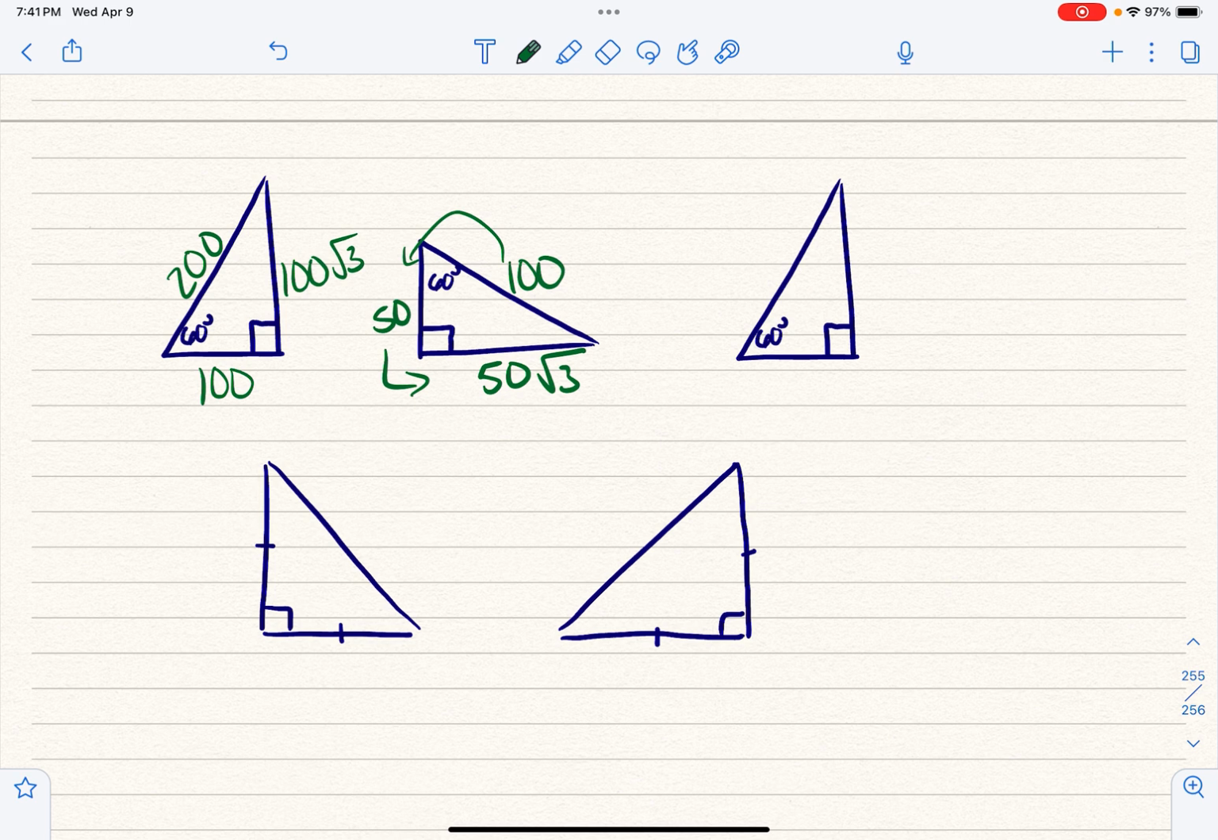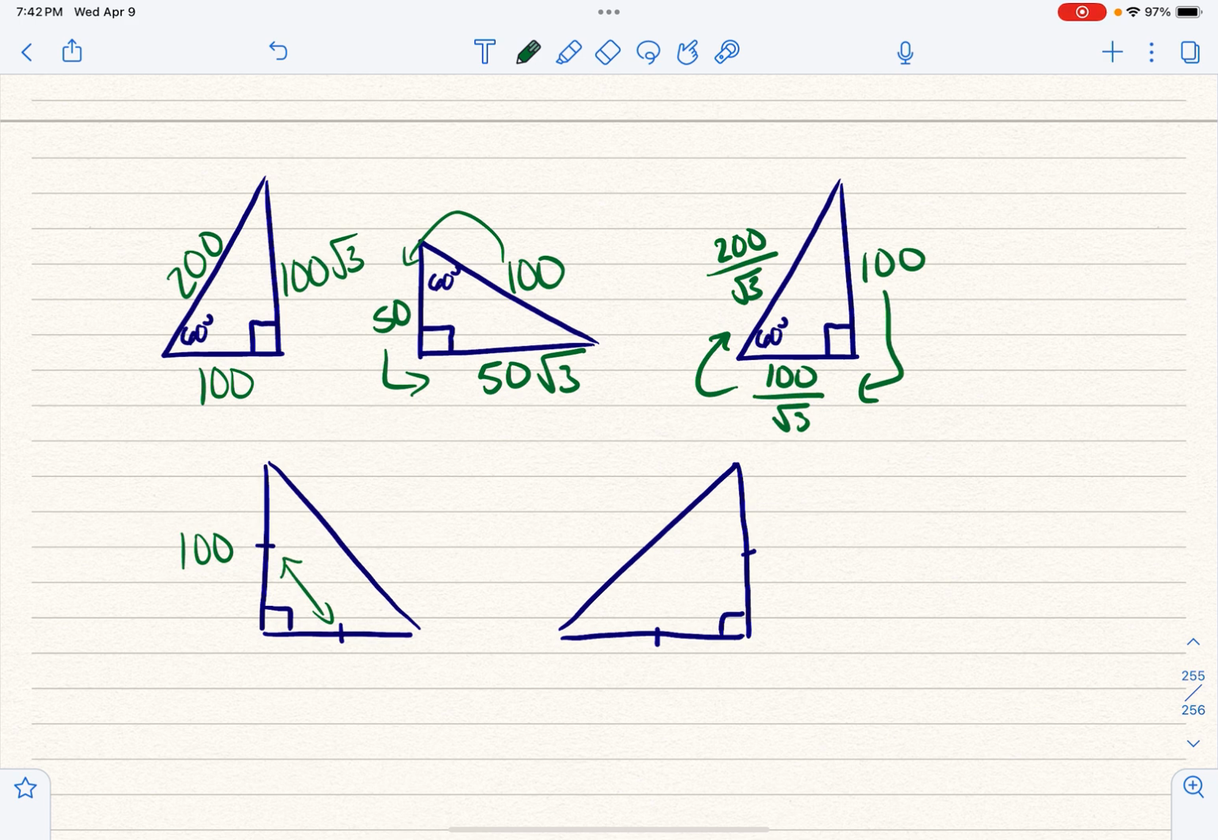And on this third one over here, if this was 100, to get to the shorter leg, we have to divide. It would be 100 divided by the square root of 3. And to get to the hypotenuse, we double it. It would be 200 divided by the square root of 3. And if we said that this side was 100, we know these two sides are the same length. So then this side would have to be 100. And we know the hypotenuse, which is longer, so we multiply, would be 100 times the square root of 2.